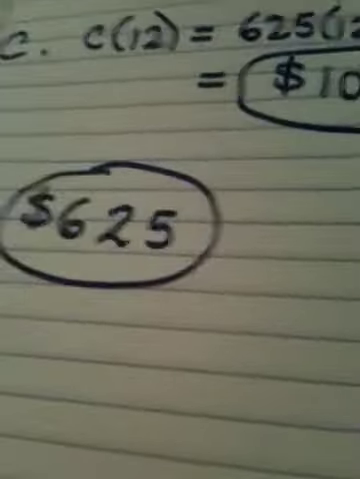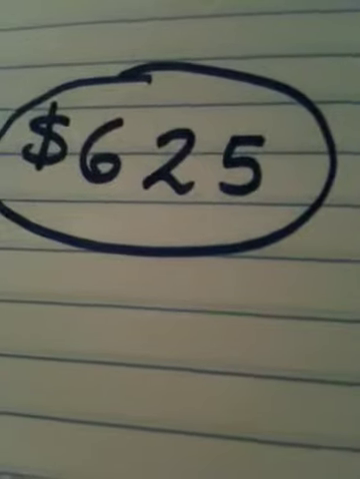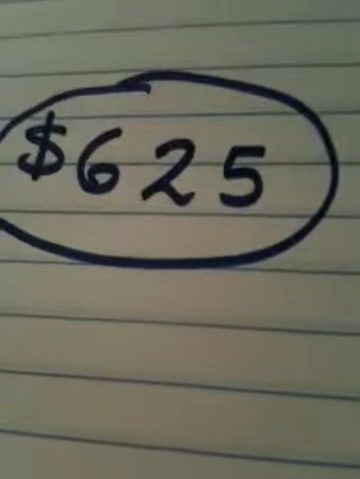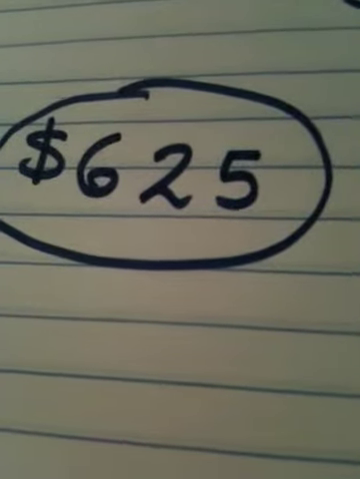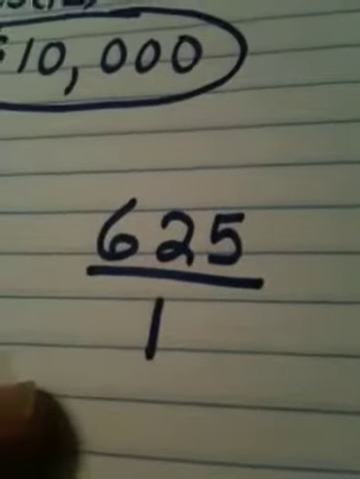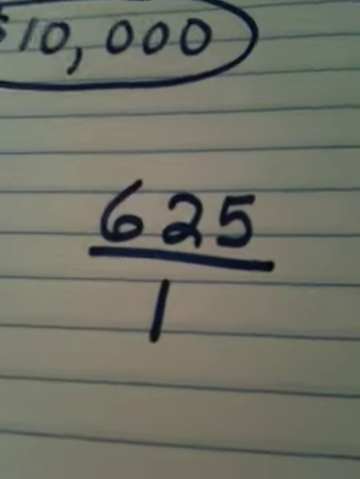So what they were really trying to get you to understand in part D is that in this cost function, which is a linear function, the slope is actually the cost to produce one more computer. That's because 625 is 625 over 1. $625 to produce one additional computer, or each additional one. Okay? And we're done.